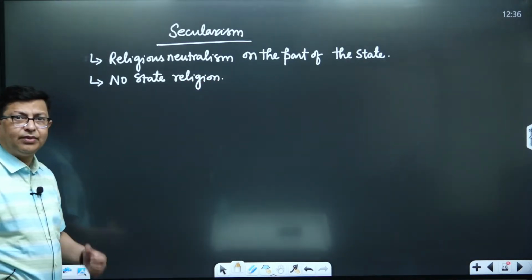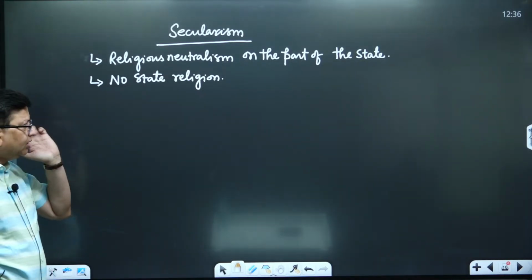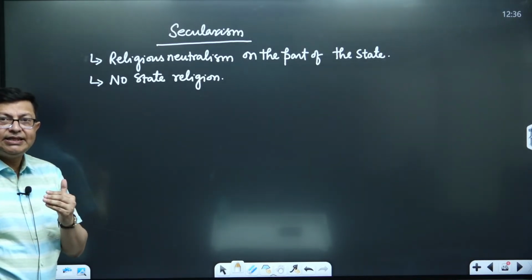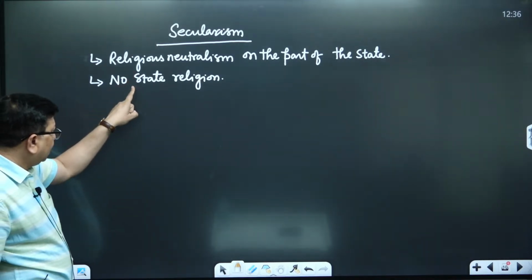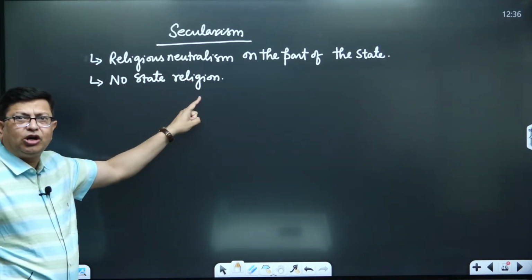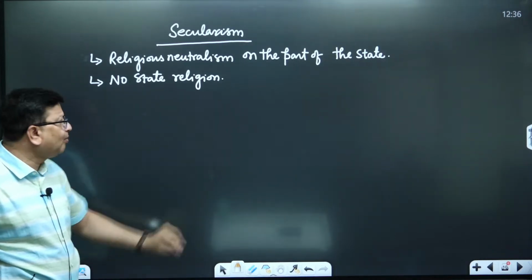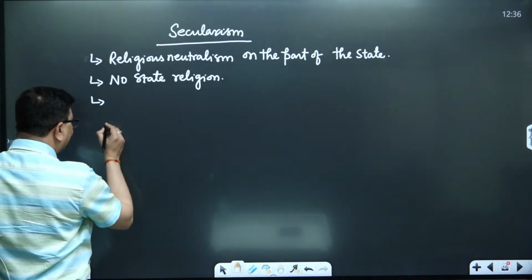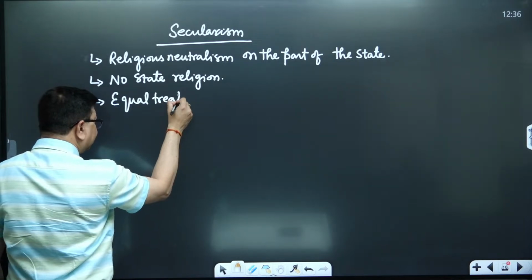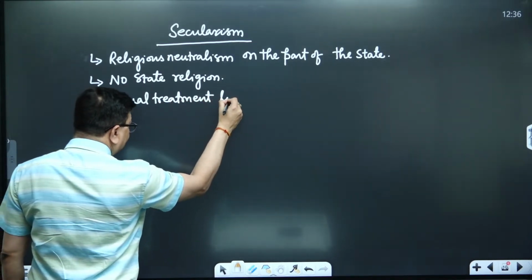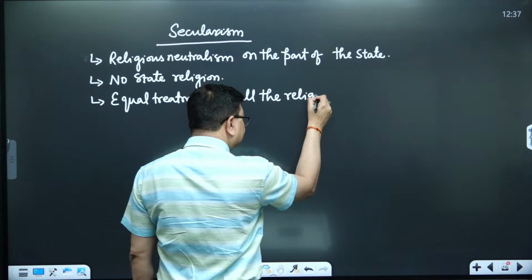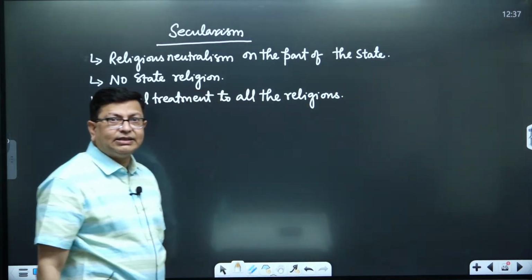No state religion. Now here statements will be there, asking which of the statements best describes the nature of Indian secularism. So, it is religious neutralism on the part of the state, it is a Western concept. No state religion, obviously India has no state religion. If this statement is there, you can encircle it. Then there can be other statements also, that is equal treatment to all the religions.